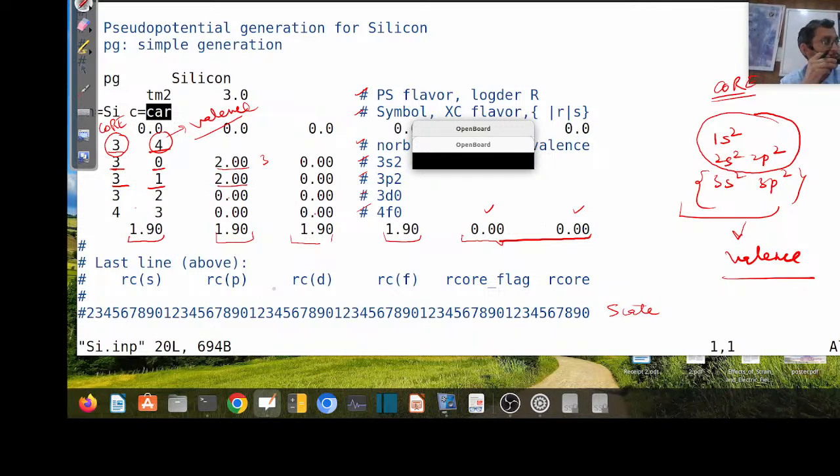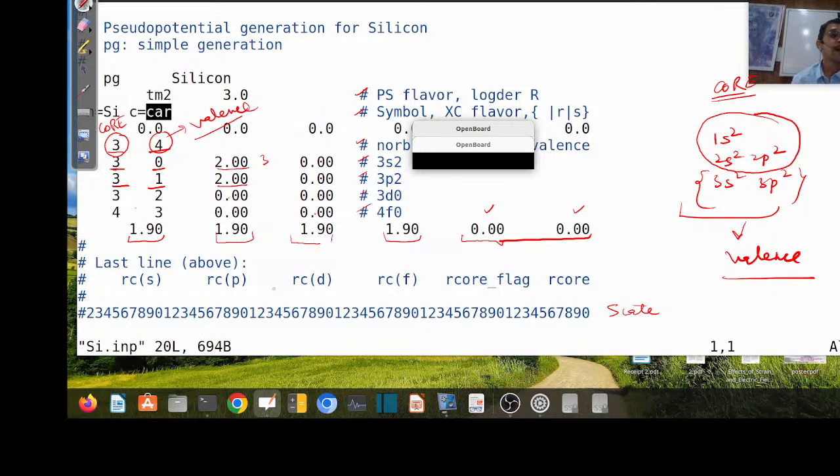Dr. Vijay is also there. He knows the importance of core electrons. He is from the chemistry side. So we are also taking care of the core electrons. Because we are approximating things, we are not including all the electrons. But anyhow, we are trying to incorporate the role of the core electrons.